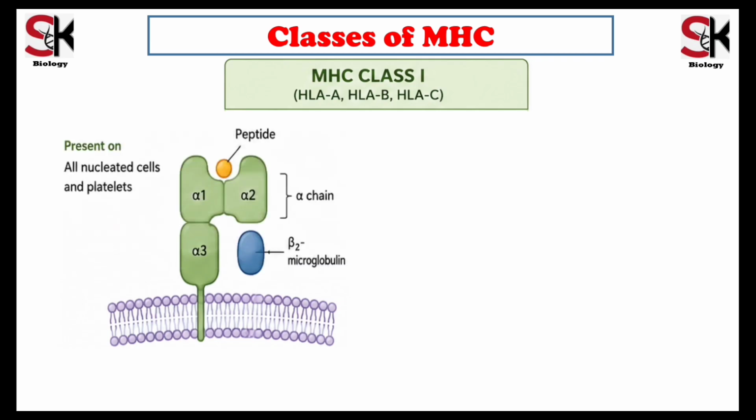These class 1 molecules are present on all nucleated cells of the body. Remember that red blood cells do not have nuclei, so they do not express MHC1 molecules. In this image, you can see the structure of the class 1 MHC molecule, which contains 3 alpha chains and 1 beta microglobulin. The antigenic peptide is represented at the tip of the MHC molecule.